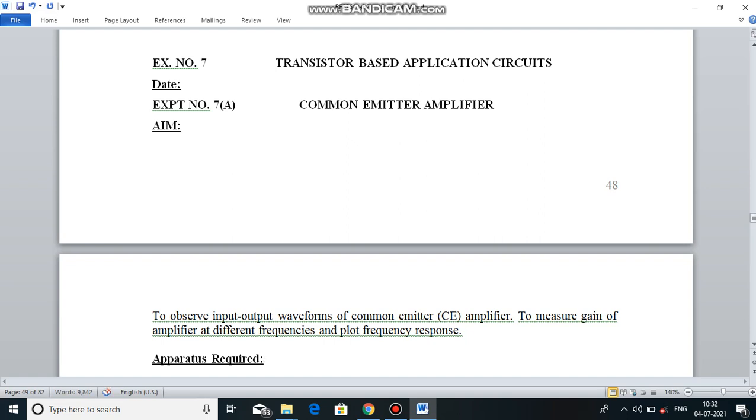In this video, we are going to see the transistor-based application circuits. Specifically, we are going to see the common emitter configuration. This common emitter type is used as an amplifier.